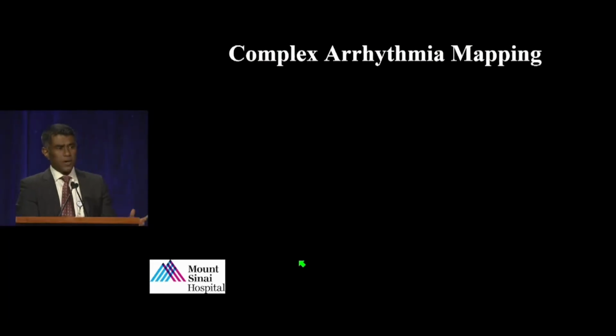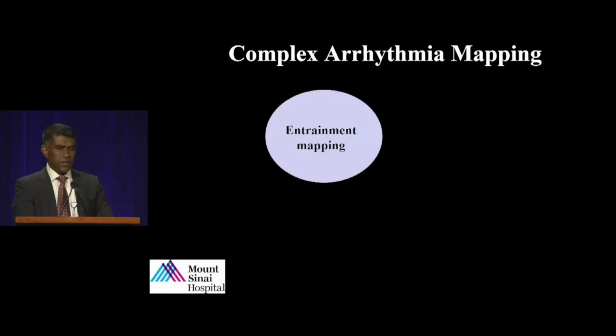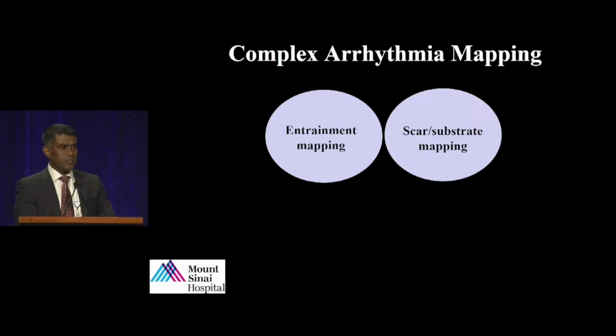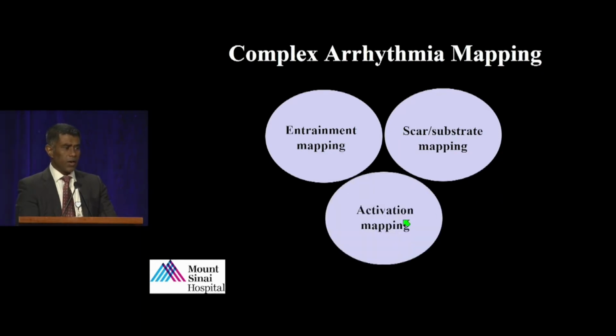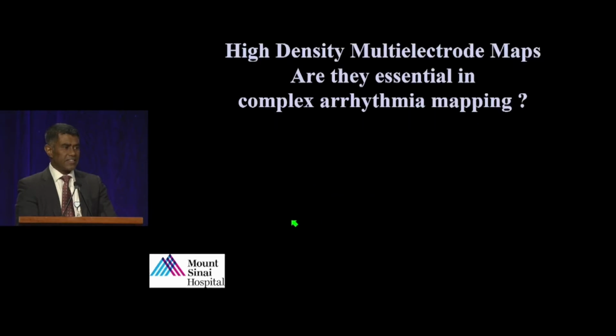When I think about complex arrhythmia mapping, a few very obvious things come to mind. First and foremost is entrainment mapping, which is primarily the way we approached and tried to assess what parts of the chamber were relevant to the arrhythmia. But what has changed over the last many years, as many of you use in clinical practice, is combining scar and substrate mapping along with activation mapping. And what this means in 2018 is high-density multi-electrode maps.